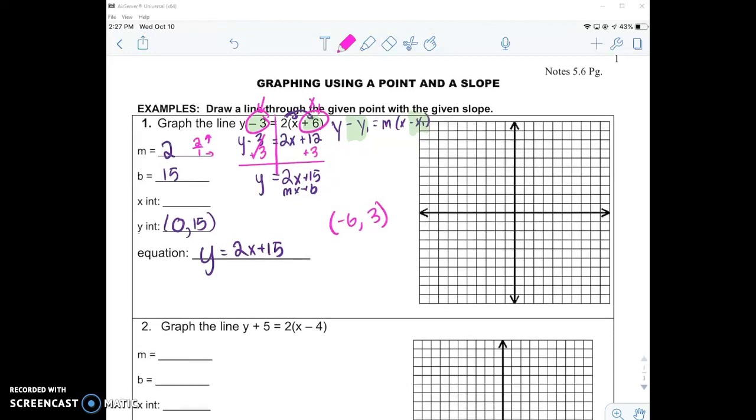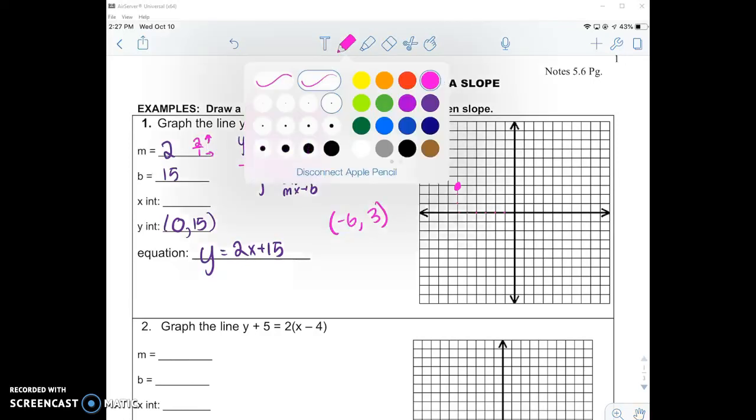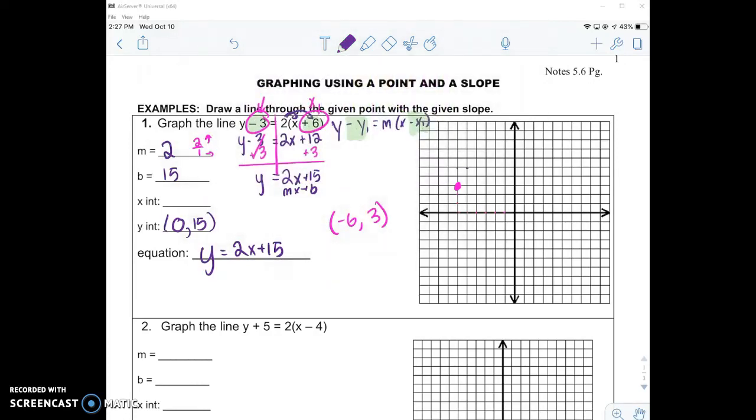I'm going to start at this point, negative 6, 1, 2, 3, 4, 5, 6, positive 3, 1, 2, 3. My slope was up 2 over 1, up 2 over 1. And I'm going to go back the other direction. And I draw a line to connect my points.